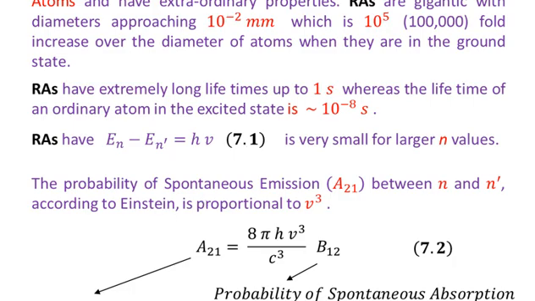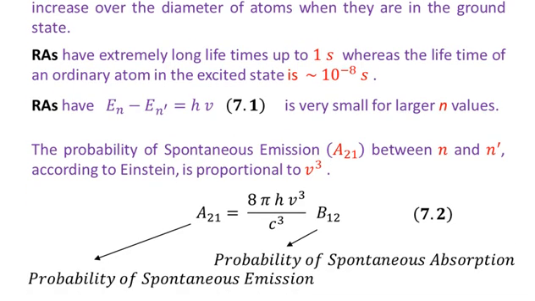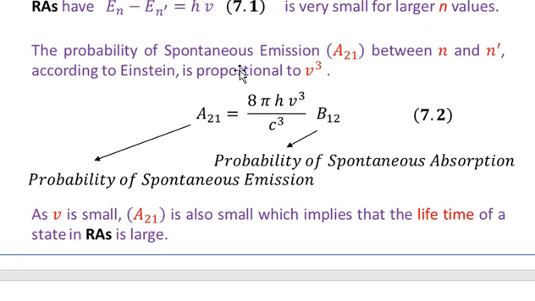The probability of spontaneous emission represented by A21 between the n and n prime levels, according to Einstein, is proportional to nu to the power 3, where nu is the frequency of the photon emitted when the transition is made between the level n and n prime. And the formula is given as shown in equation number 7.2.